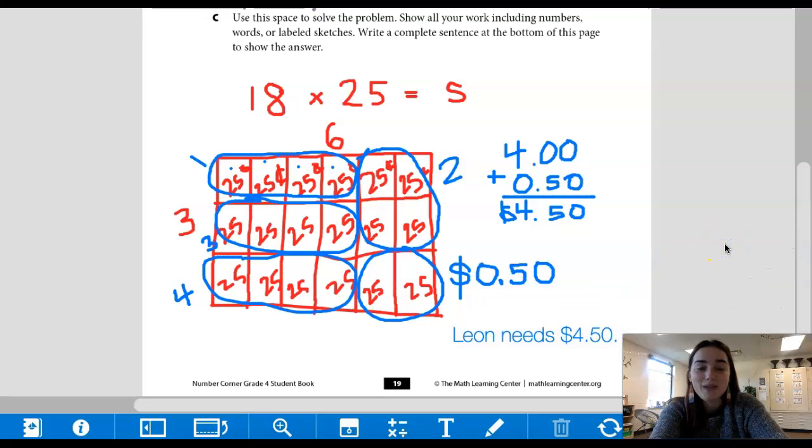If you had a different way to show your work for this multiplication problem, we're going to be talking about this next week. So save your work. Nice job.